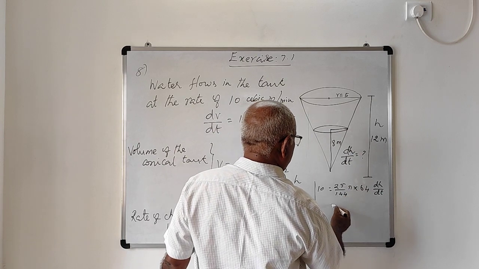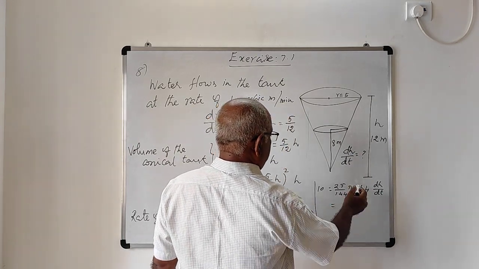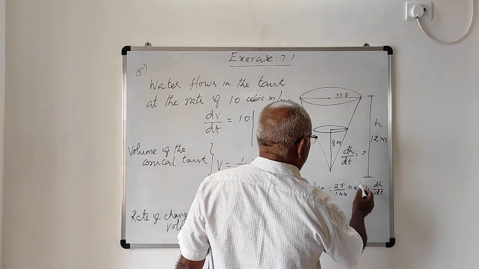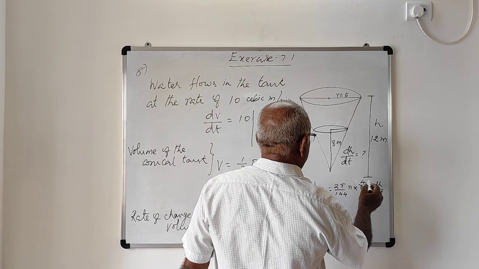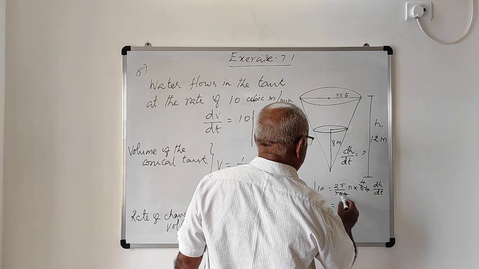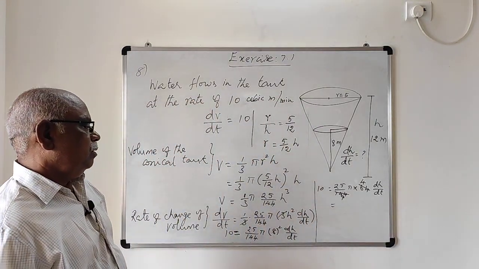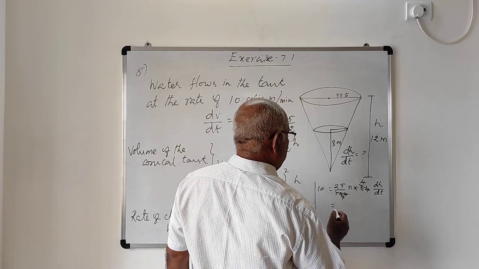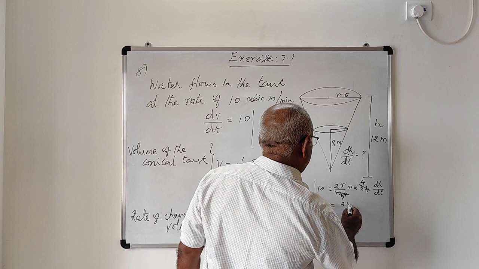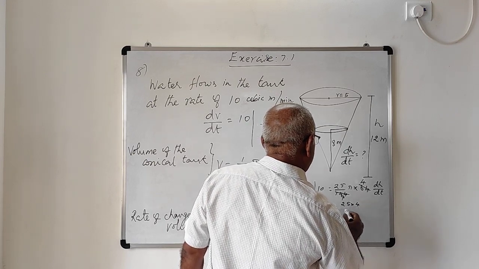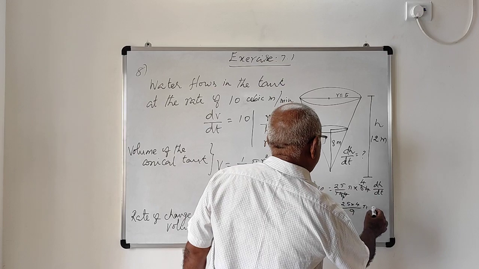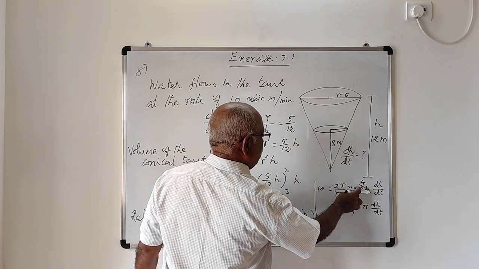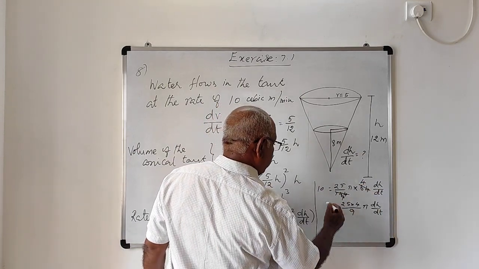64 and 144 can be cancelled. 8 8s are 64. 2 16s are, 4 16s are 64, and 9 16s are 144. So you get 25 into 4 by 9 into pi dh by dt. After simplifying, 25 into 4 pi by 9 into pi dh by dt. You want dh by dt.